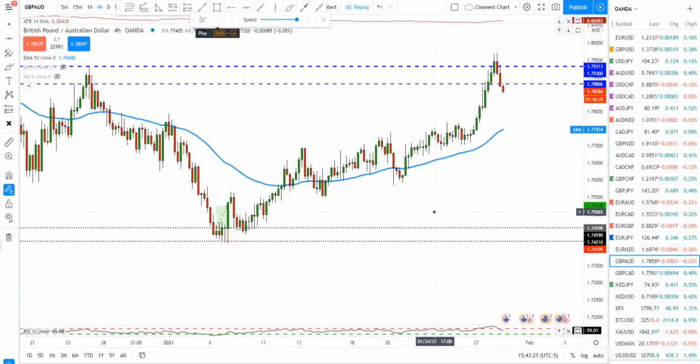Combining those major levels with a double bottom with divergence, or the other way around, combining major resistance with a double top with divergence is by far my favorite way to trade the double top and double bottom divergence patterns. Let's get back to the video.